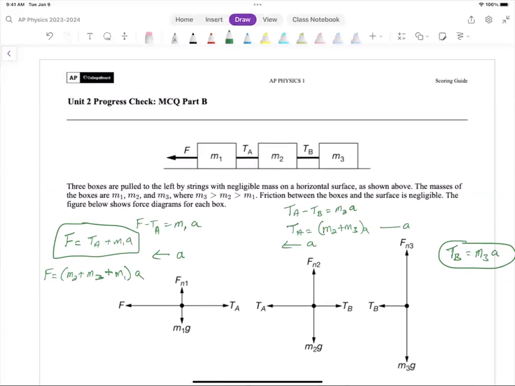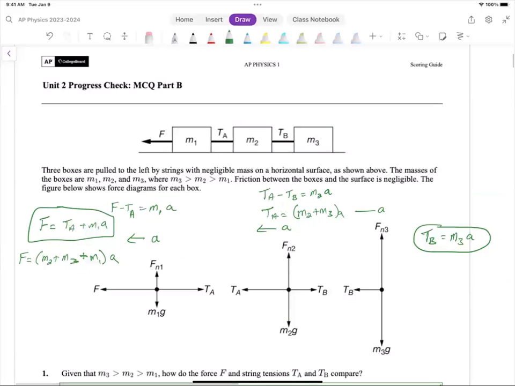I summed all the forces around M3. I started that over here. And I found that the tension of B is equal to mass 3 times acceleration. A is the same for all 3, okay? And acceleration is to the left. We will assume acceleration is positive and all the forces in that direction are positive and all the forces in the opposite direction are negative.